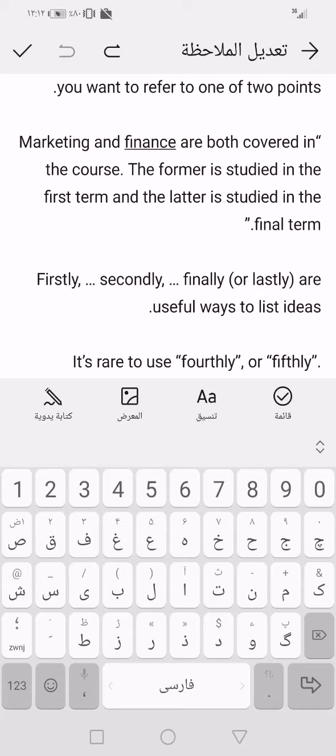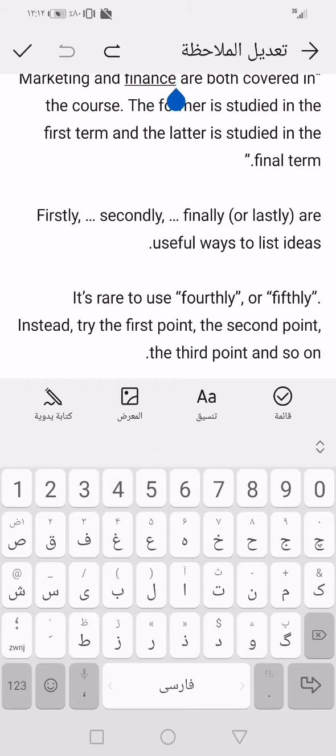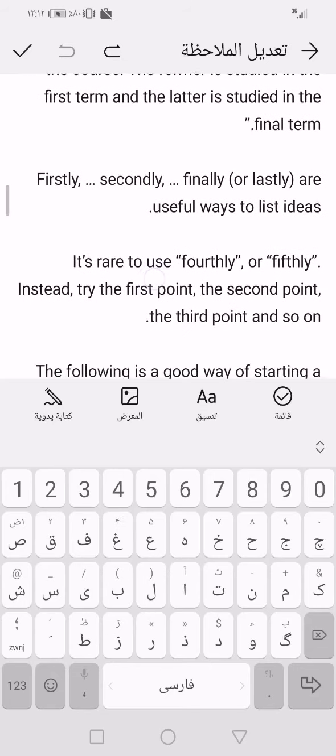يعني ما معنى الجملة؟ التسويق والمالية درست في الكورسات. The former، يعني الأول، درس في الفصل الأول. الفاينانس، الثاني أو الأخير، درس للامتحان النهائي. نجي على firstly, secondly, finally or lastly are useful ways to list ideas.